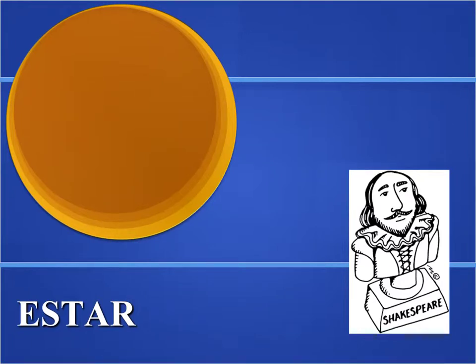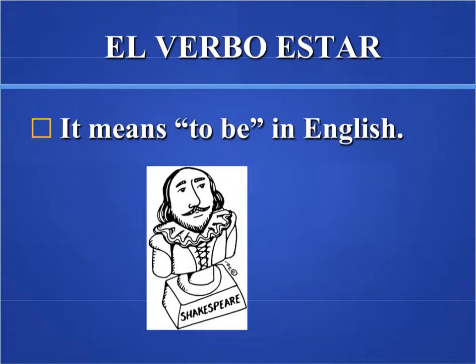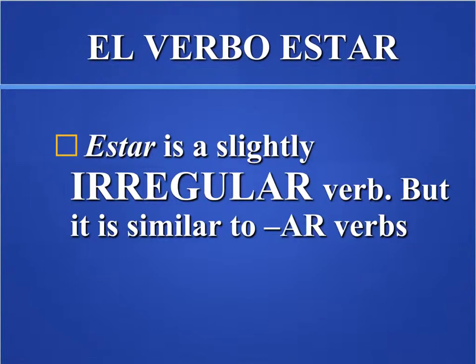Hi everybody, we're going to learn about the verb estar, as you can see here on the side of the page. Okay, and estar means to be. That's why we have our great friend Shakespeare here, to be or not to be. So estar looks like an AR verb. Okay, you can see that. And it is slightly irregular, but for all intents and purposes, it works like an AR verb. And I'm going to show you how it's almost just like an AR verb, but slightly different.